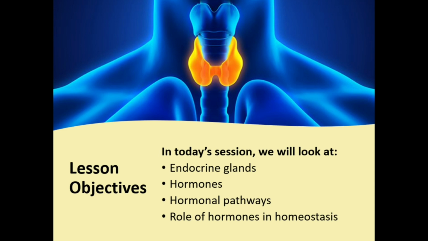Then we'll go on to talk about hormonal pathways, and this is the way in which hormones actually act on the body. And then we'll finish off by talking about the role of a few specific hormones in homeostasis. And homeostasis is the process by which an organism is able to regulate its internal environment. This is something that we're going to go on to investigate in the coming sessions, and we'll do a bit of an introduction to this today.